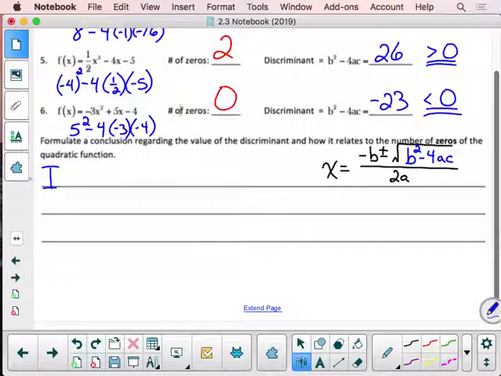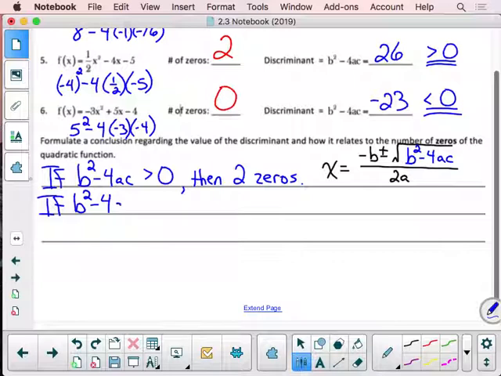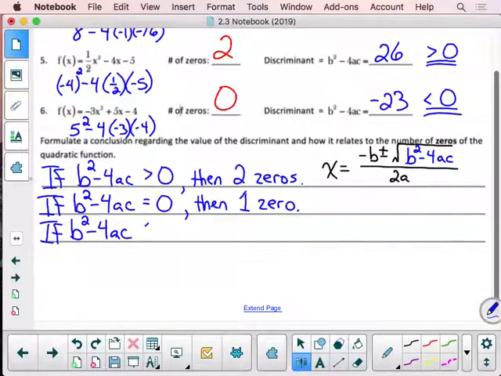If, put this in your notes, this is big, write it down. If the discriminant b squared minus 4ac is greater than 0, then you have 2 real zeros. If it's equal to 0, then you're only going to have 1 zero. And finally, if b squared minus 4ac is less than 0, then we will have 0 zeros. We have none at all, no real zeros at all.